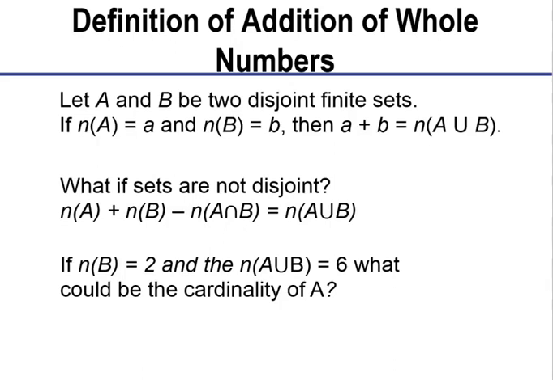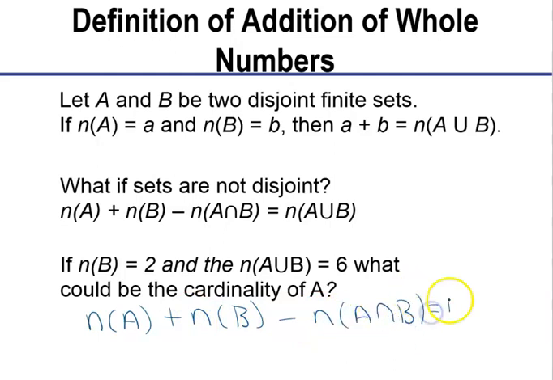So it says if the number in B is 2 and the number in A union B is 6, what could be the cardinality of A? All right, so let's just use our formula. We know that the number in A, or the cardinality of A, plus the number in B, or the cardinality of B, minus the number in the intersection is equal to the number in the union. Okay, we don't know if these sets are disjoint or not, so if we don't know, we're going to have to subtract out the intersection.